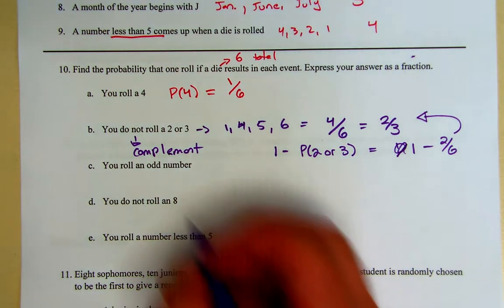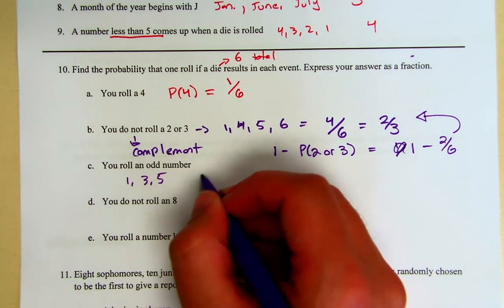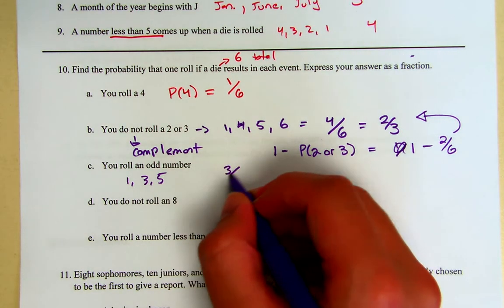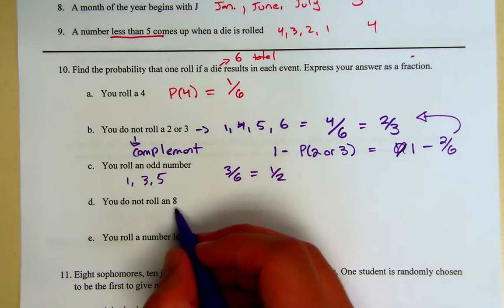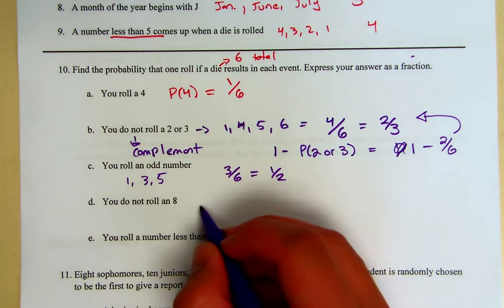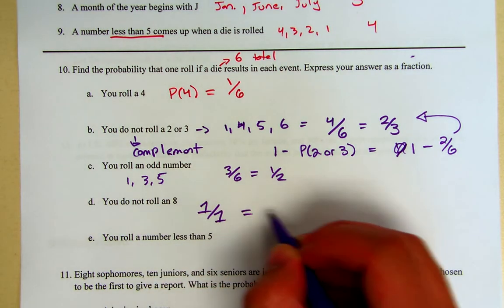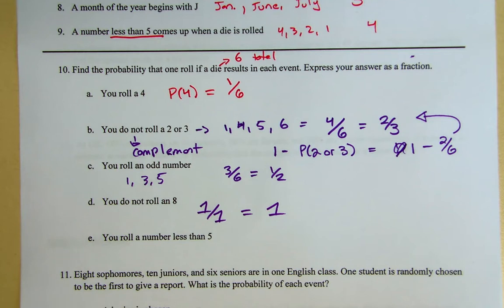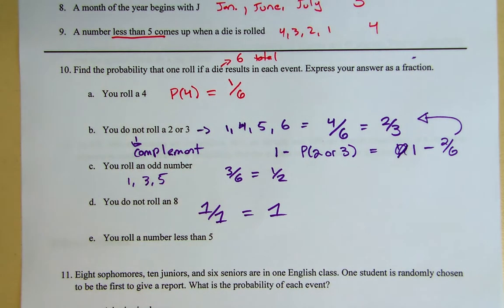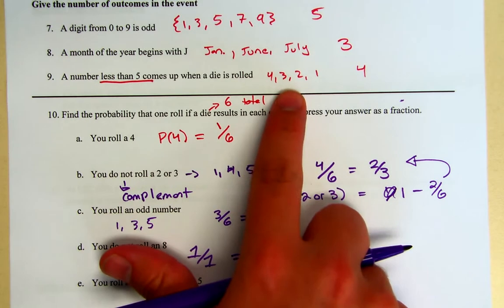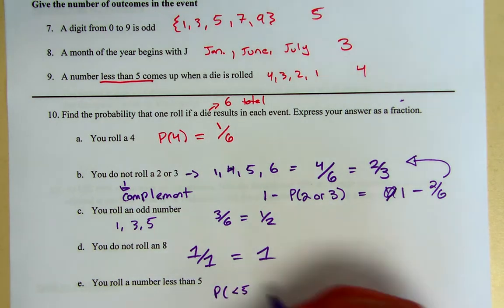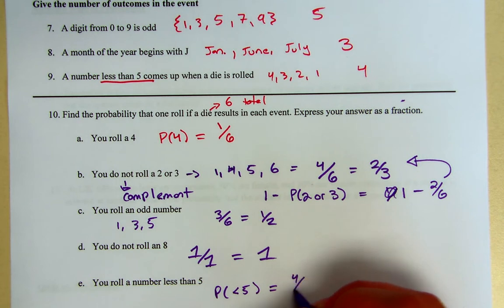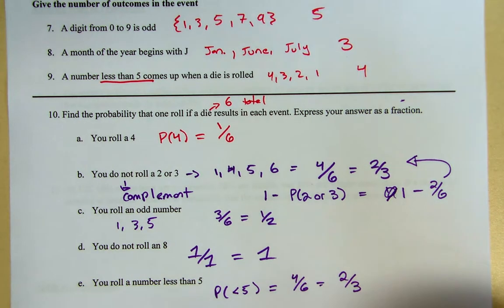Rolling an odd number, we've got 1, 3, and 5, 3 total options, so 3 out of 6 equals 1/2. Well, you can never roll an 8, so it's 1 over 1, so 1. Less than 5, we talked about this already. Less than 5, how many options do we have? We have 4 total. So less than 5 is 4 total out of 6, or 2/3 again.